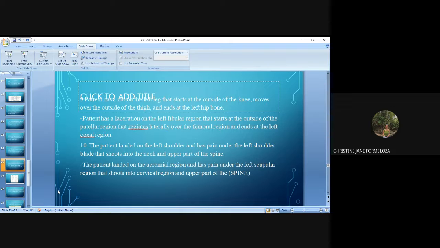Our answer for that: the patient landed on the acromial region and has pain under the left scapular region that shoots into the cervical region in the upper part of the spine. Thank you.